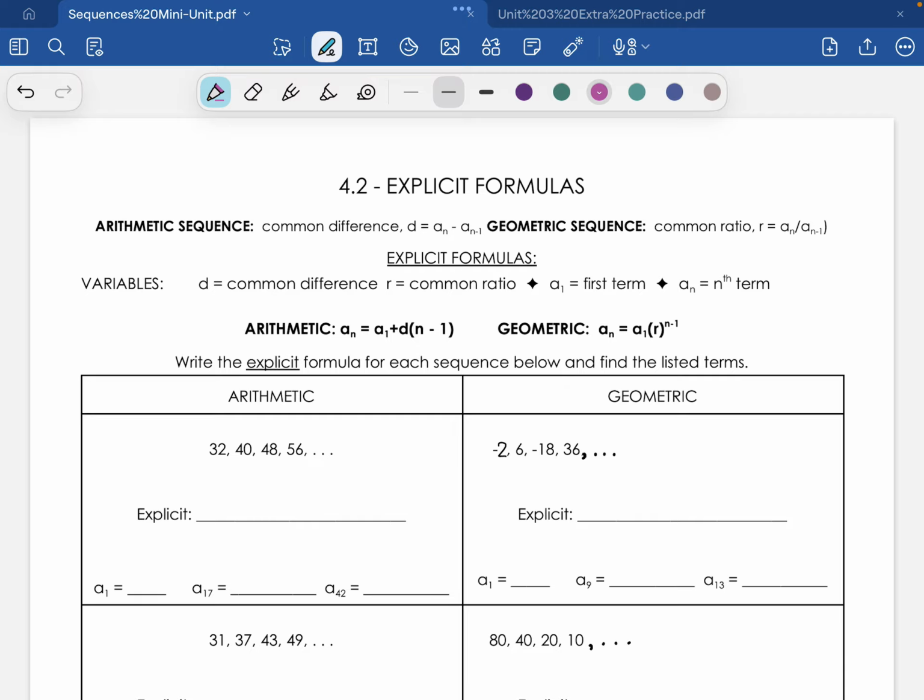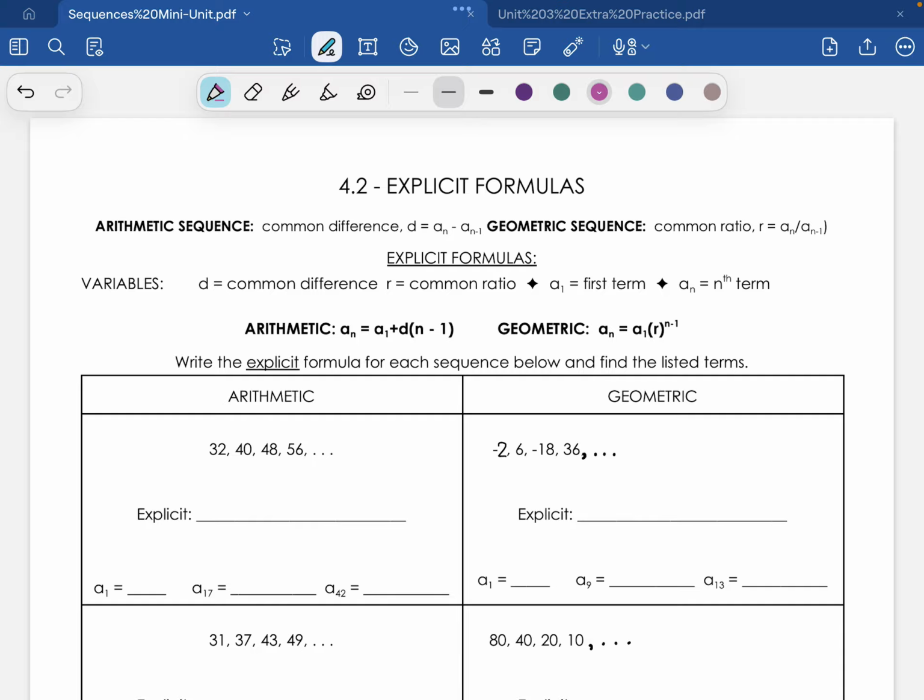All right, so 4.2 is called explicit formulas, and it means we're going to try and find any term in the sequence. So like the 50th term or the 100th term or the 72nd term. In order to do that, we have to have a formula. So you're going to have a specific formula you're following today.